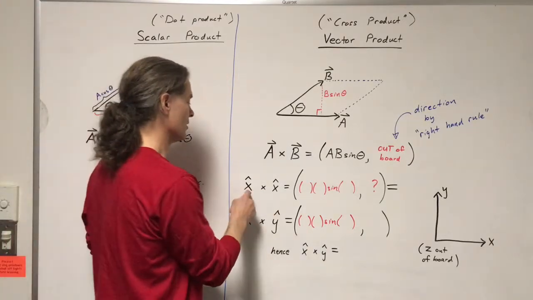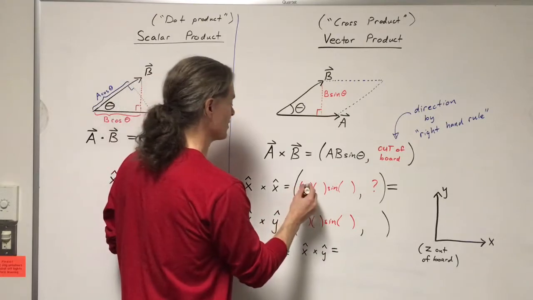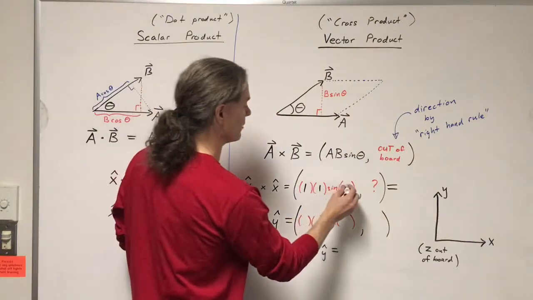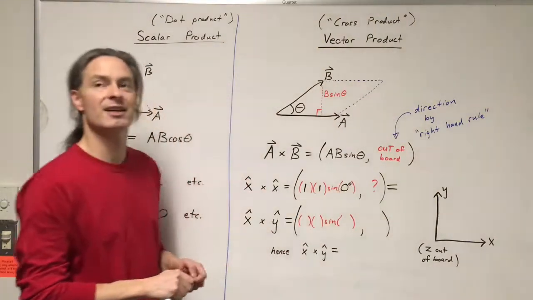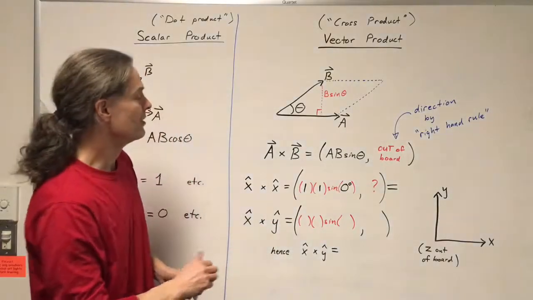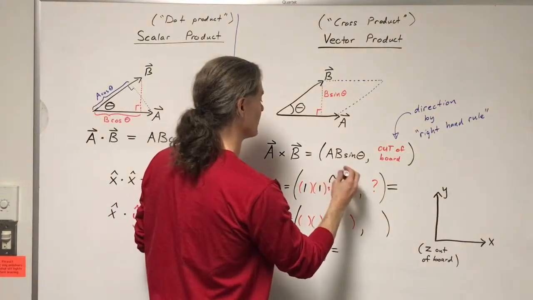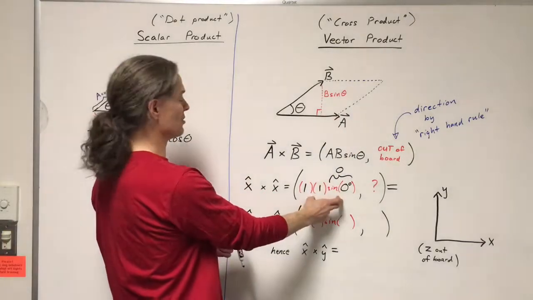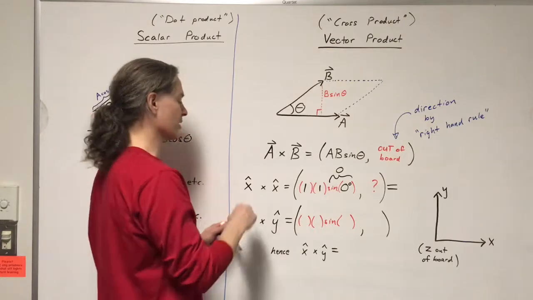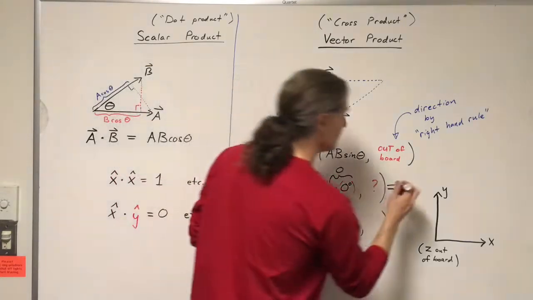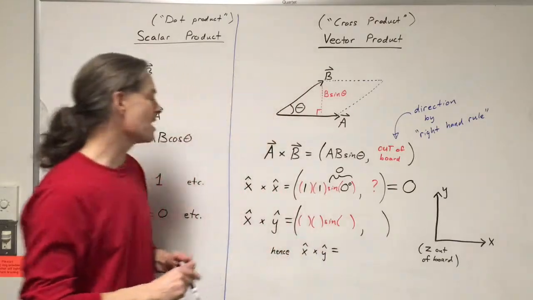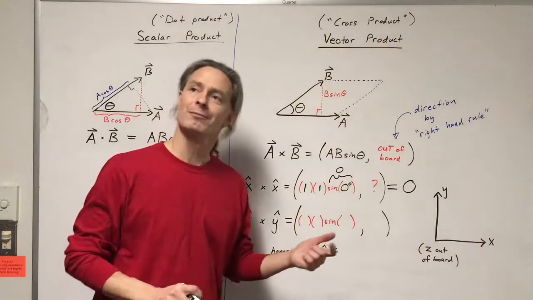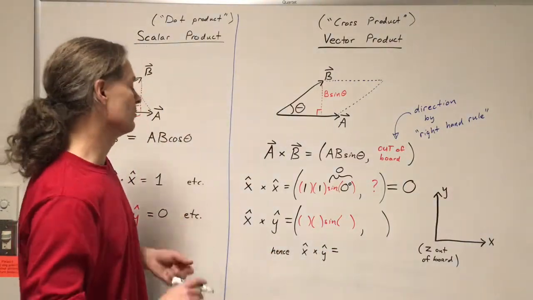So here we go. Magnitude of the first vector, well, that's 1. Magnitude of the second vector, that's 1. Sine of the angle between them: we have a 0-degree angle between x hat and x hat because they both point in the same direction. So sine of 0 degrees is 0. Well, the directional aspects are irrelevant. We have a magnitude of 0. So the cross product x hat cross x hat is 0. And that'll be the same for y hat cross y hat and z hat cross z hat. Any vector crossed by itself will be 0.